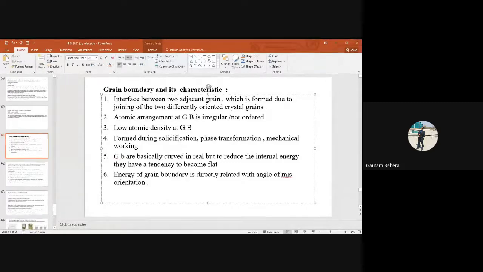And grain boundaries are basically curved in reality, but it reduces the internal energy, so they have a tendency to become flat. So grain boundary may be flat, may be curved. Sometimes they become flat when they want to reduce the internal energy, right? Energy of the grain boundary is directly related to the angle of misorientation. So if the misorientation is more between the two adjacent grains, the grain boundary energy will be more, but there are certain limitations to it.